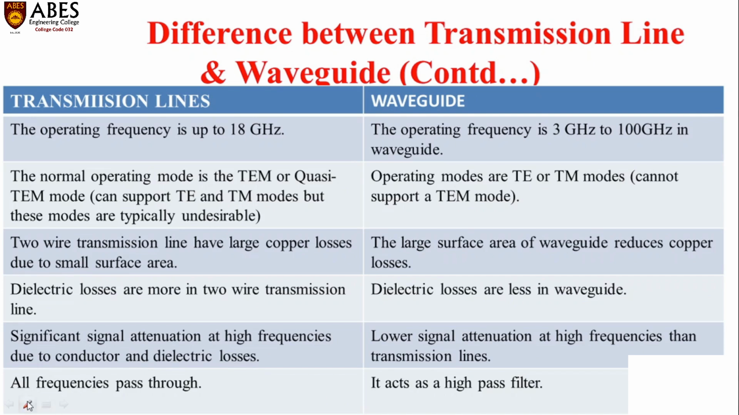Now comes the further difference between the transmission line and the waveguide. The operating frequency in the case of a transmission line is up to 18 GHz, but in the case of a waveguide, the operating frequency is from 3 GHz to 100 GHz. Now, the normal operating mode in the case of a transmission line is TEM, that is transverse electromagnetic wave.